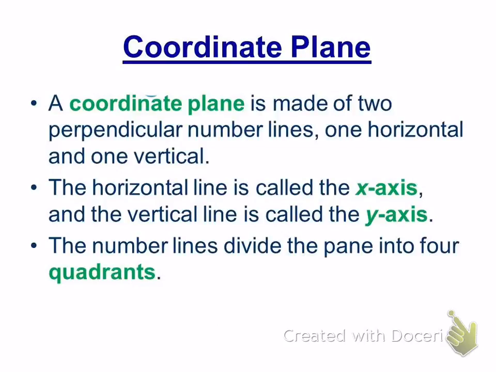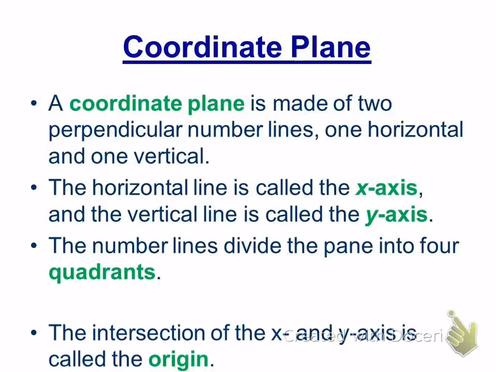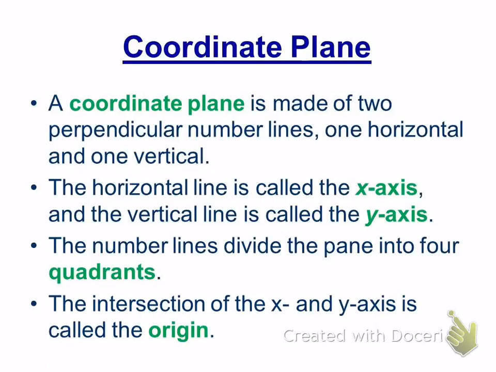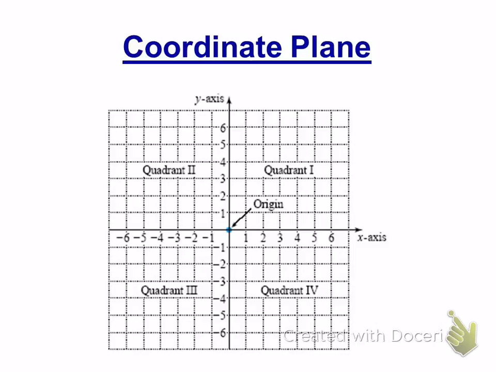And let's see what else we have here. The intersection of the x and y axis is called the origin, right? That's the point right in the center. That's where the 2 number lines intersect. The coordinates are indeed 0, 0. So, all right, here's a picture of what we just described in words.